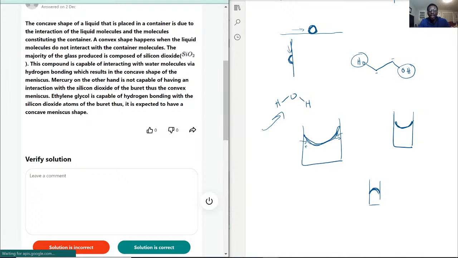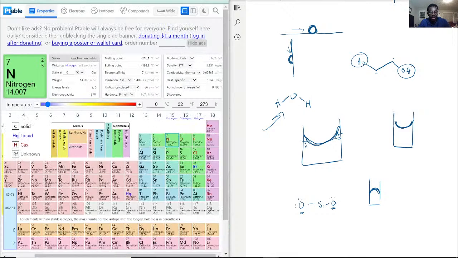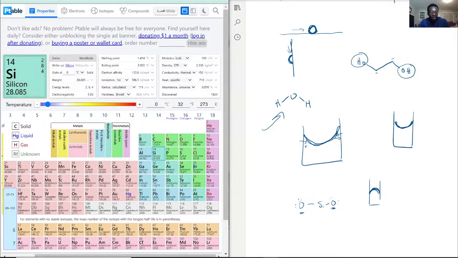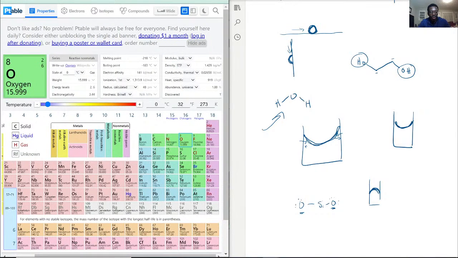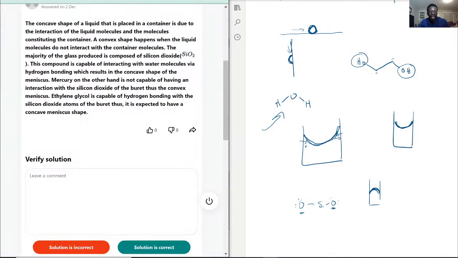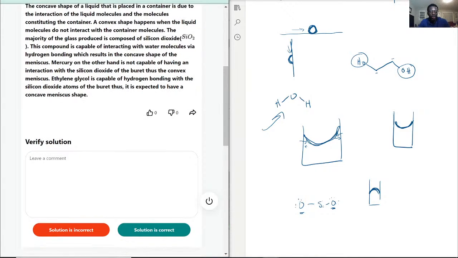They say silicon dioxide, SiO2. The point is that these oxygens are polar. They have electrons outside of them. And when you look at the electronegativity as well, between silicon, which is over here, 1.9, versus 3.44, if you do the math, you will see that they do form polar bonds, hence that polarity is attracted to water molecules.